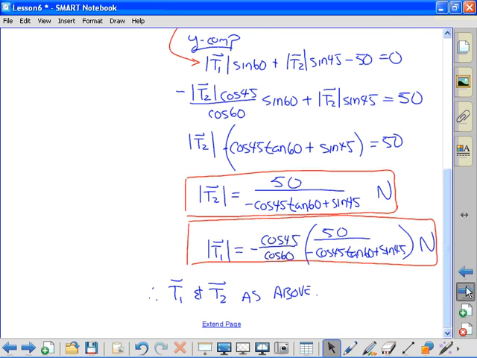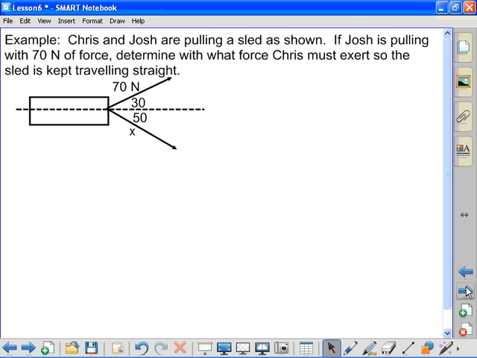So moving on to the next example. Chris and Josh are pulling a sled as shown. If Josh is pulling with 70 newtons of force, determine with what force Chris must exert so that the sled is traveling in a straight line.